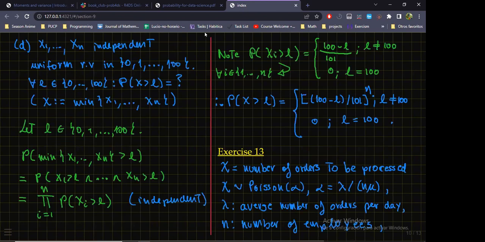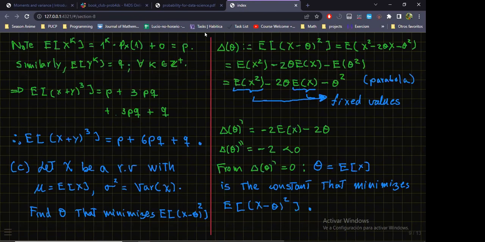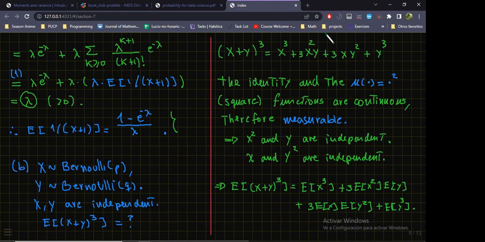At least for our case, we don't need to check for measurability of these functions because we can simply use continuity, since every continuous function is measurable. In this case, the transformations that we are applying to X and Y are simply taking a square. Taking a square is a continuous function, so it's measurable. So we still preserve the independence of X squared and Y, and of X and Y squared, because they appear in these terms.